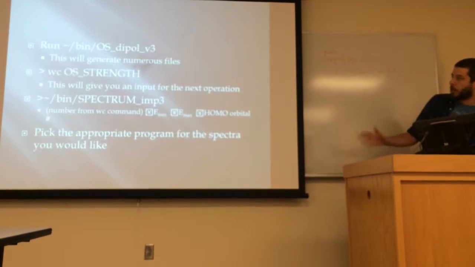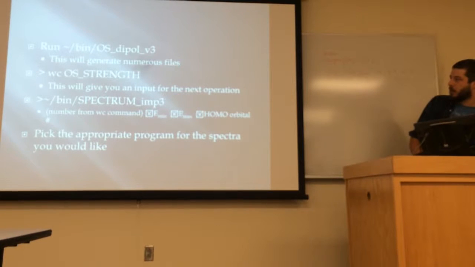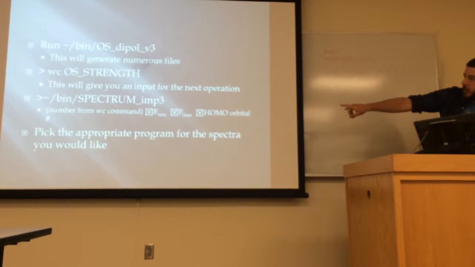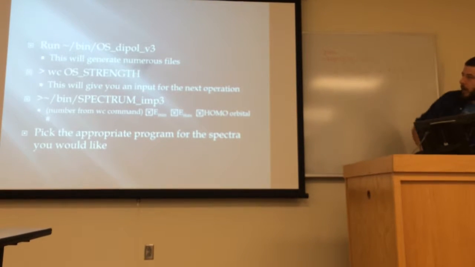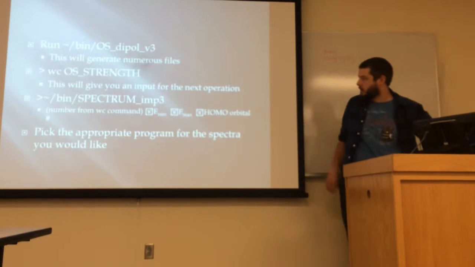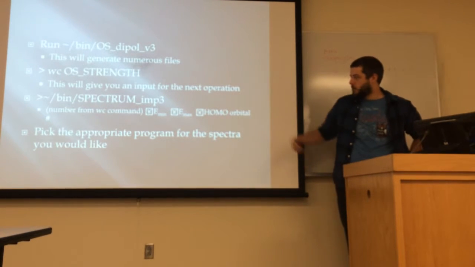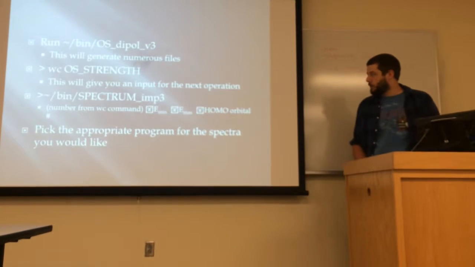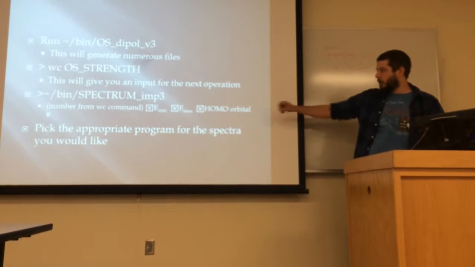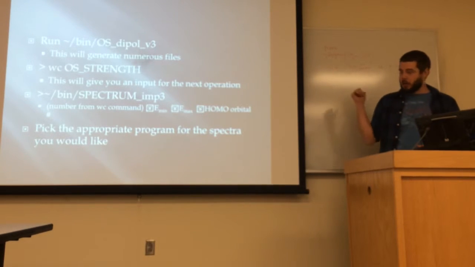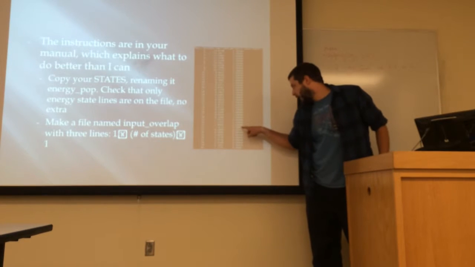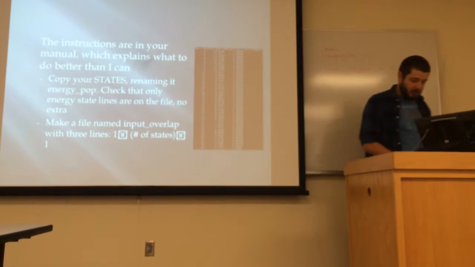And then you'll run another program from the bin, Spectrum IMP3, and it will ask for a number of things. The first one is the number from the word count that you did on OS strength, and then the energy minimum and maximum that you'd like to see for your particular spectra, and then the HOMO number of the orbital. So in the previous example, you look at where the highest number that has 2, so in this case it would be orbital number 32.